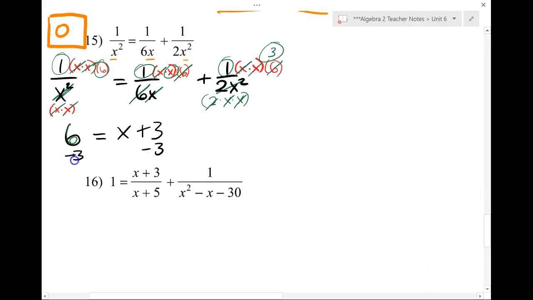Let's subtract 3 from both sides. Get rid of it from this side. And then now we'll have, I'll just switch it around, you can do that, x equals 3. And make sure that that 3 is not one of your excluded values that you found in the beginning. And it's not an excluded value. So that would work. There's your answer there.